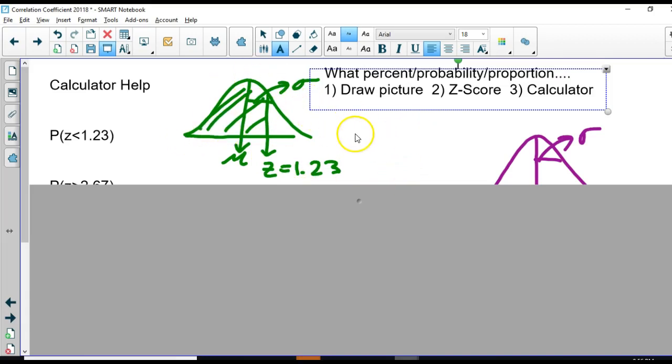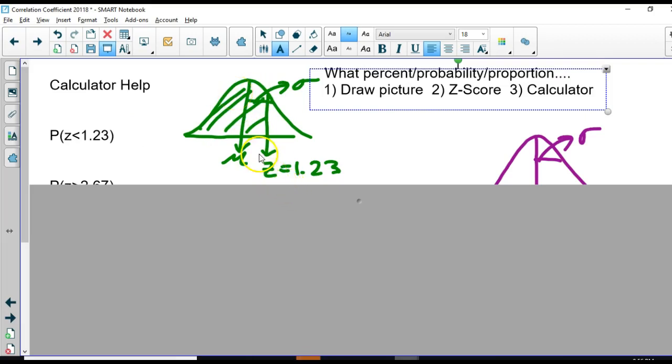Draw a picture. I drew my picture. I don't know my mu. I don't know my standard deviation. And what I'm telling you right now is that z is 1.23. What this sign here means is we have a less than problem. We want to know the probability or the percent of the time that our z will be less than 1.23.